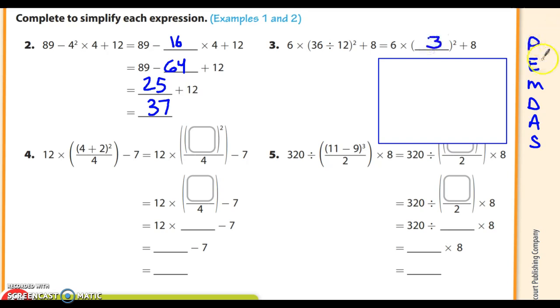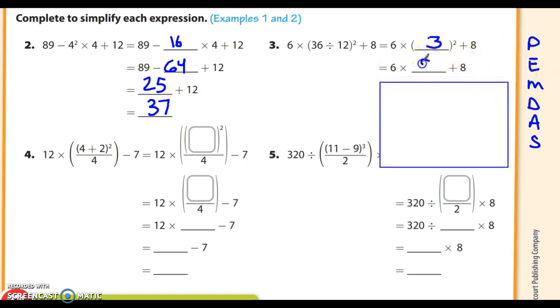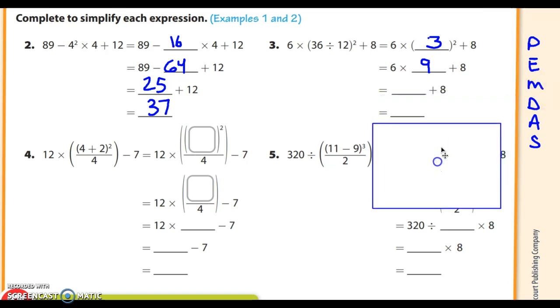And so we've done our parentheses. Now we go to exponents. 3 squared means 3 times 3, which is 9. So they want you to put the 9 here. And now all we have is 2 operations. We've got multiply and add. Multiply comes first. 6 times 9 is 54, and add 8. 54 plus 8 is 62.